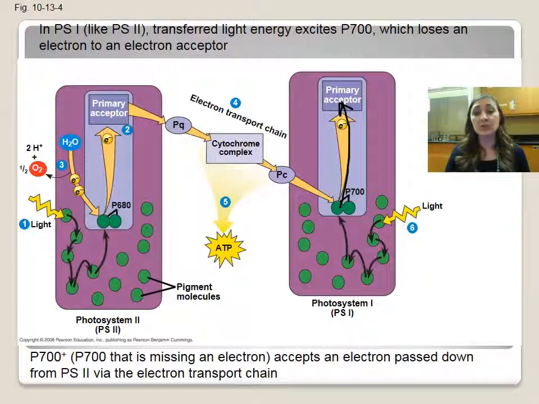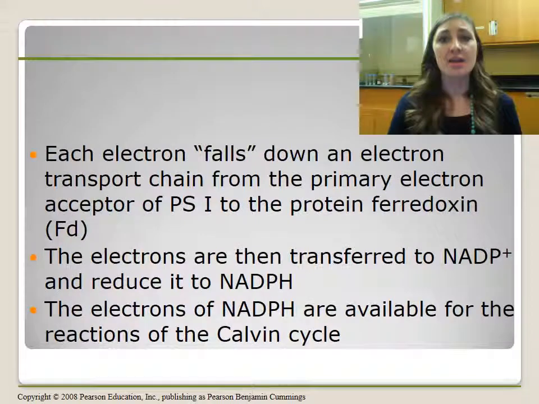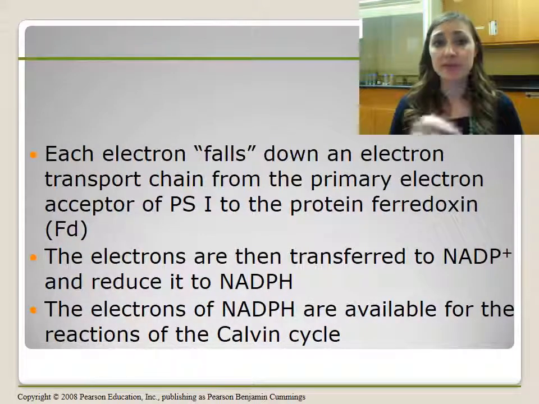Once it has moved to the primary electron acceptor, it needs an electron to take its place, and that electron comes from the electron transport chain, which brought the electron over from photosystem 2, which had originally come from the splitting of water. So we go from water to P680, primary electron acceptor, through the electron transport chain to replace the lost electron at P700.